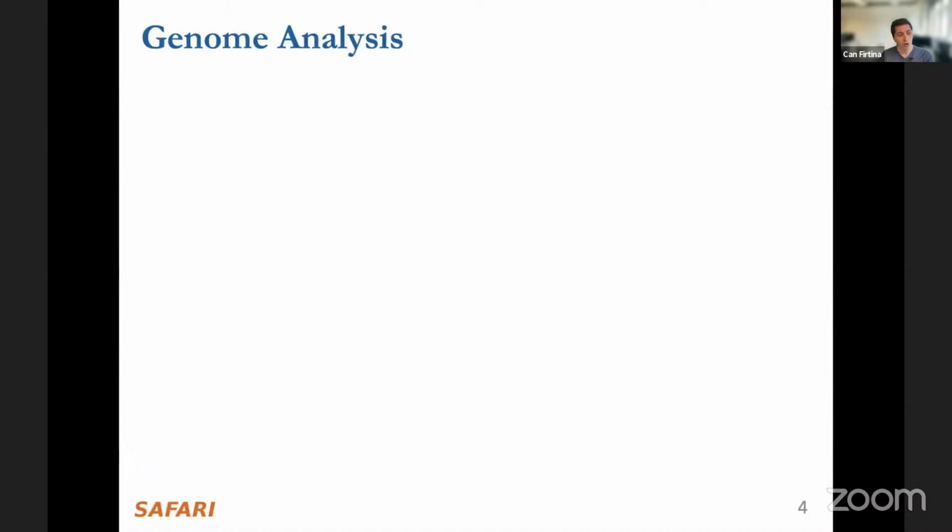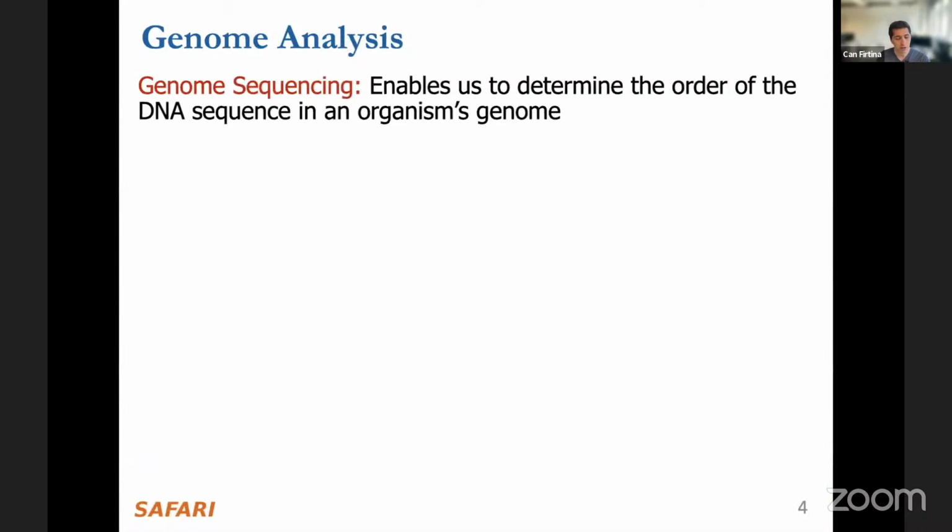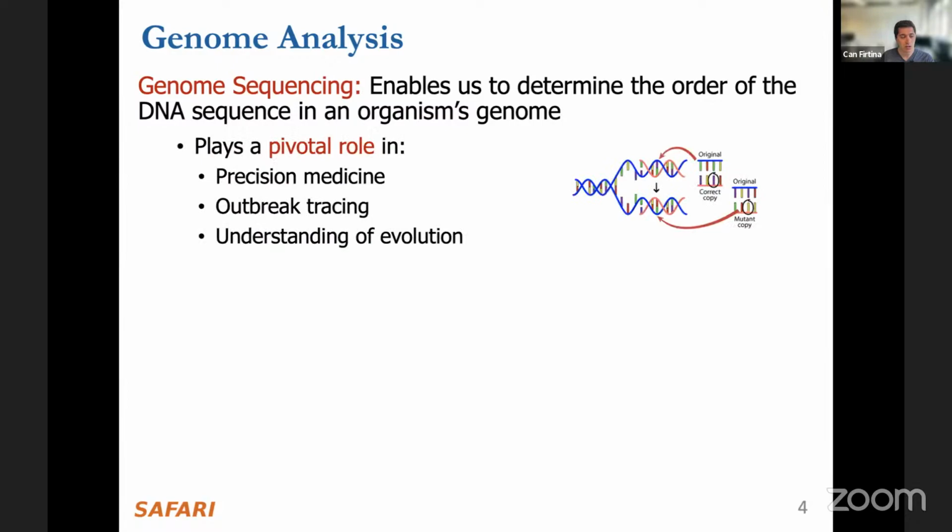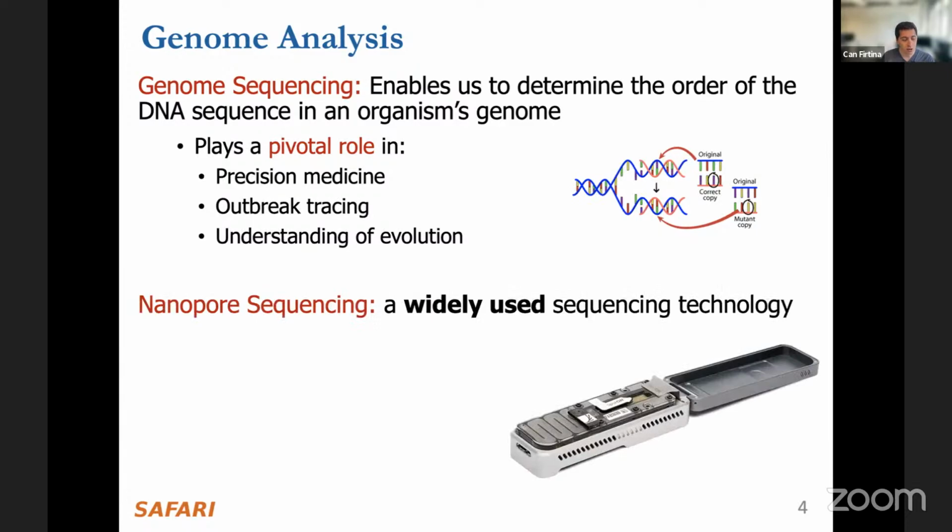So let me briefly go over a very brief background on genome analysis, which we also covered in the previous lectures. So I'm going to relatively quickly go over this slide. In genome sequencing, by sequencing a DNA molecule, such a mechanism enables us to determine the order of the DNA sequences in an organism's genome. And this is useful for many applications such as precision medicine, outbreak tracing, and understanding of evolution, etc. As I said, we're going to be mainly focusing on nanopore sequencing in today's lectures.